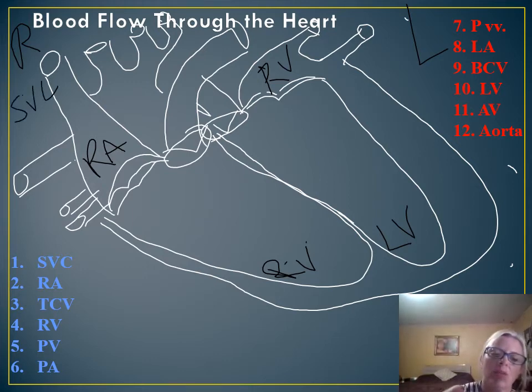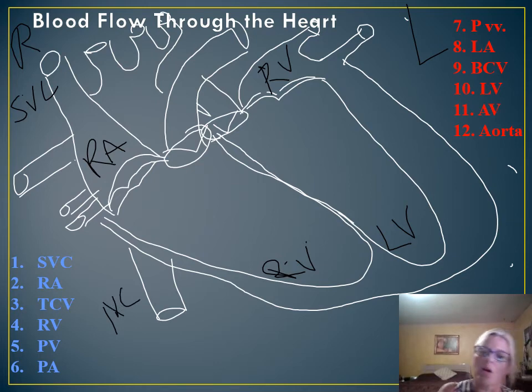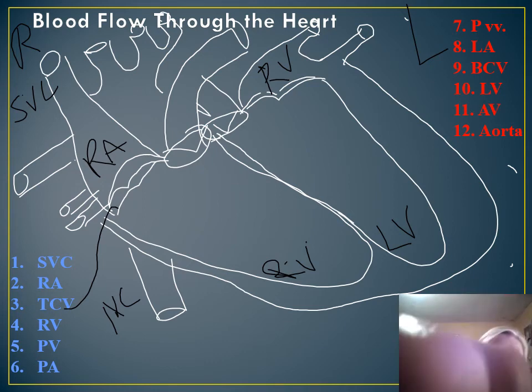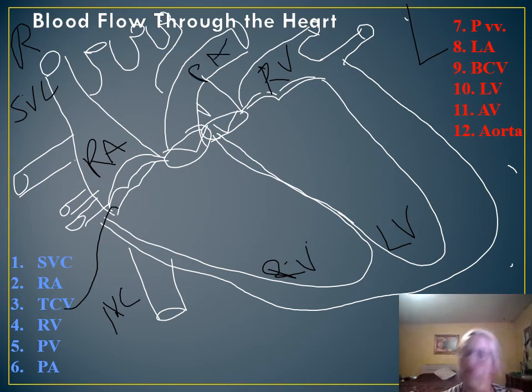All right, so looking at some other parts in order here, we have the superior vena cava, and then below that, I haven't drawn it, but here is the inferior vena cava. All right, and so then we have the tricuspid valve. So this is the tricuspid valve. All right, and then next we have the pulmonary artery, which is right here.